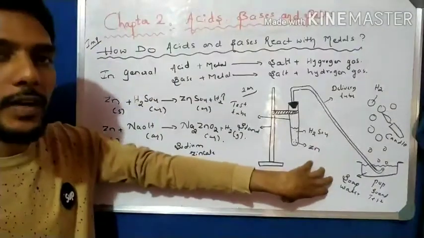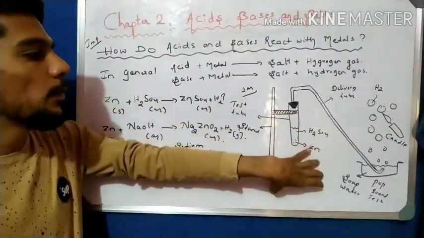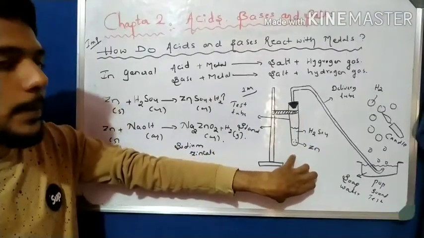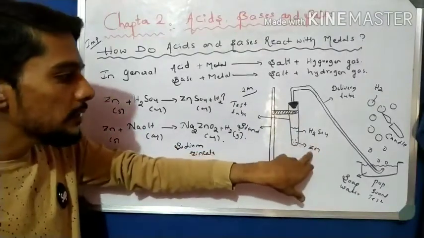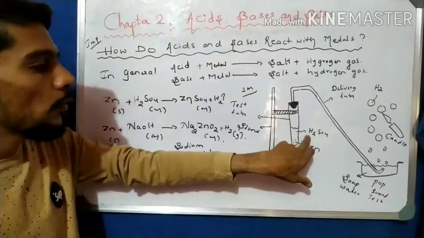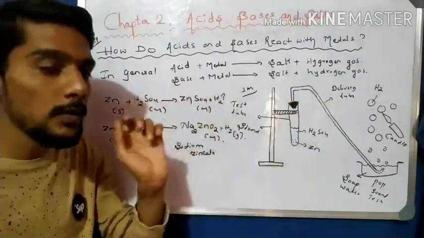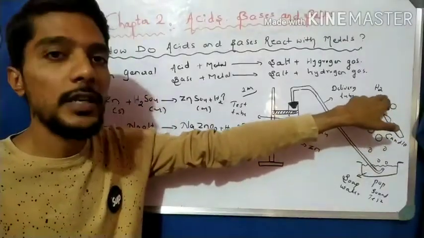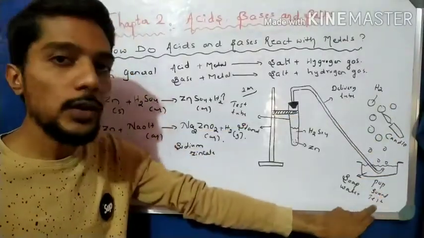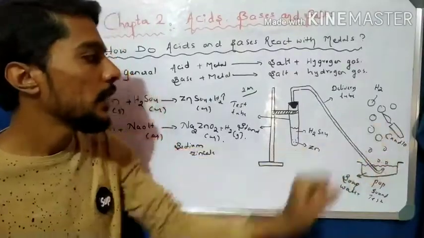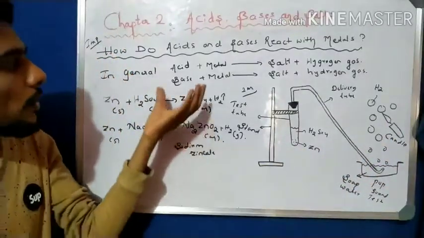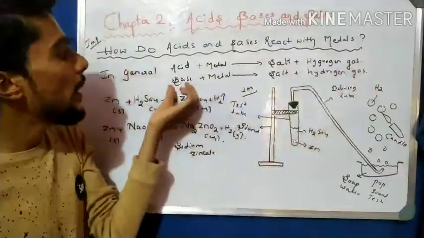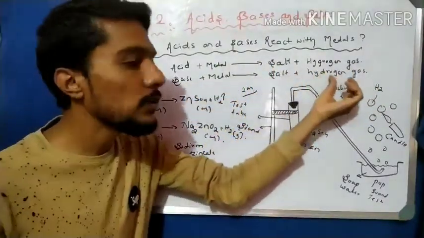So remember this activity. This diagram is very important. By this diagram and by doing the practical, we understand that when zinc reacts with H2SO4, we observe the formation of bubbles, which are nothing but hydrogen gas, and that hydrogen gas is tested by the pop sound test using a candle. Next, the common reactions: acid with metal gives salt plus hydrogen gas, and base with metal also gives salt plus hydrogen gas.